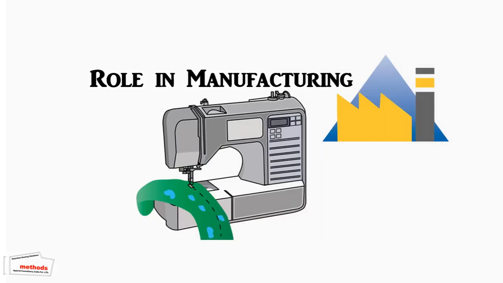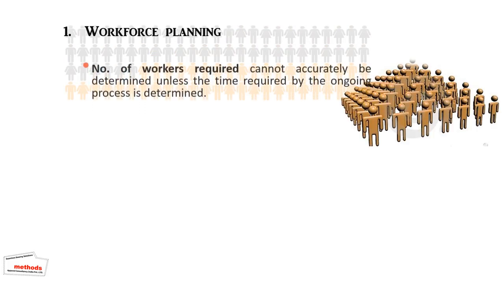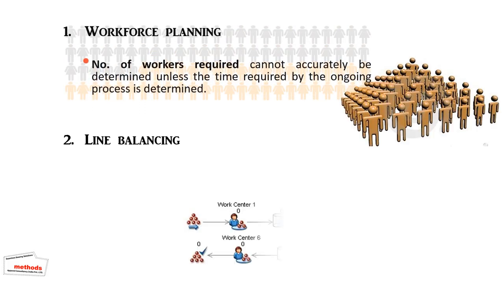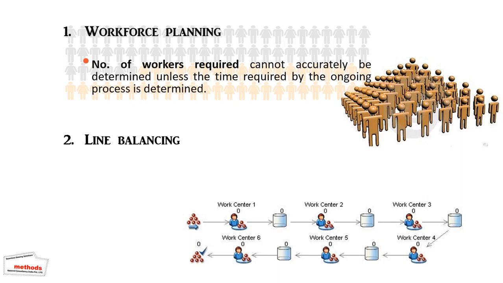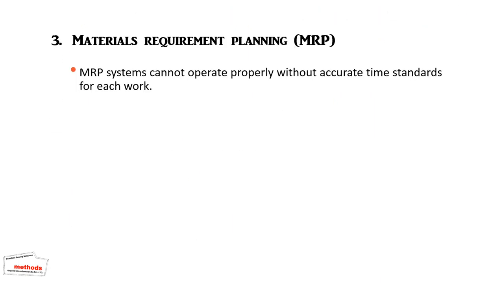After understanding standard time, we must also know its role in the manufacturing sector. Standard time aids us in workforce planning, that is, planning the number of workers required to complete a process. It is also required for line balancing, which involves determining the correct number of workstations for optimum workflow. This can be done by knowing the standard time taken at each workstation. It is also used for MRP or materials requirement planning systems. And until we know the time standards of each work, we cannot plan its requirements.